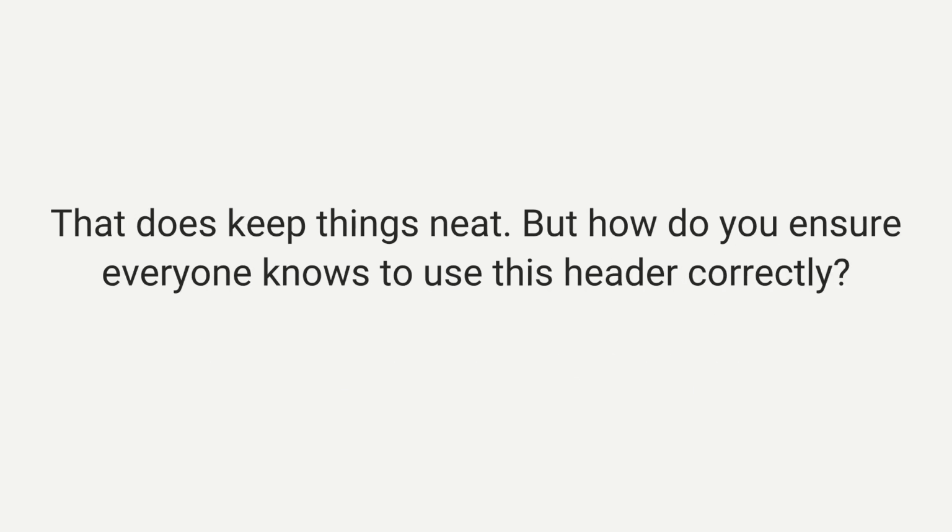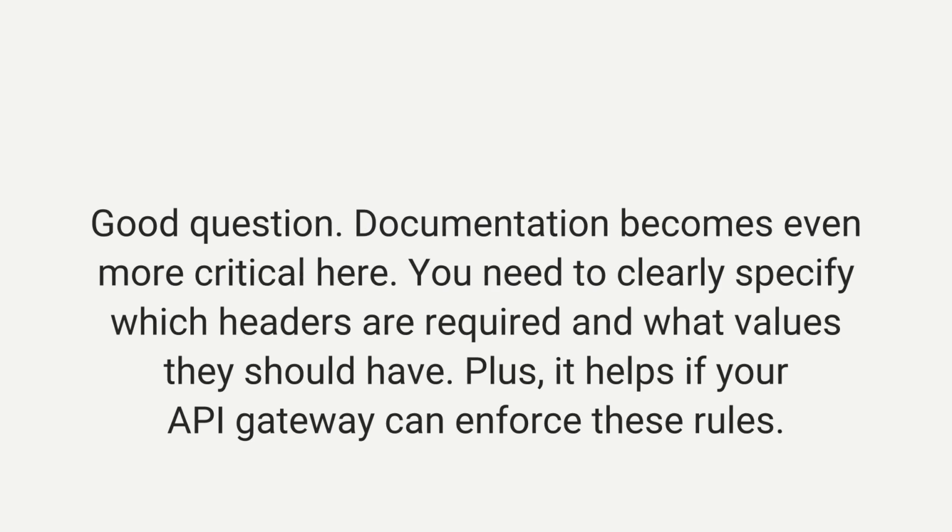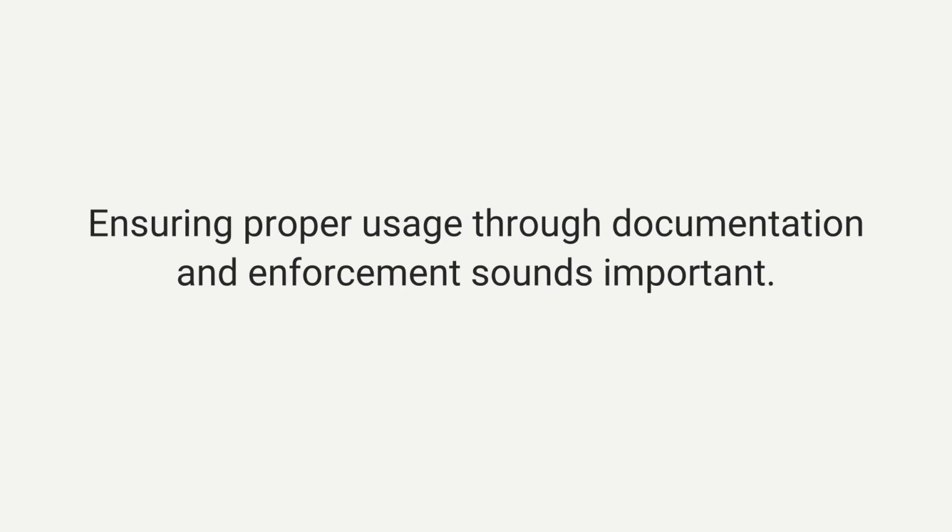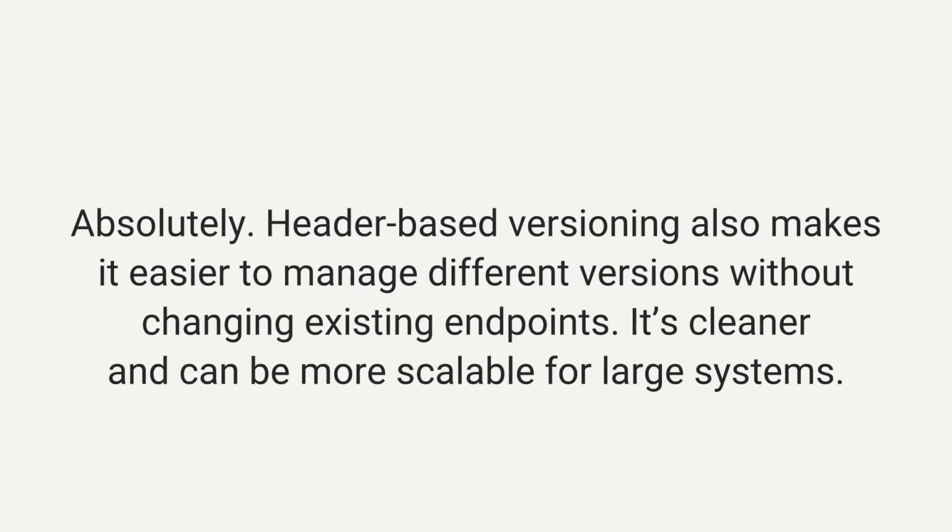But how do you ensure everyone knows to use this header correctly? Good question. Documentation becomes even more critical here. You need to clearly specify which headers are required and what values they should have. Plus, it helps if your API gateway can enforce these rules. Ensuring proper usage through documentation and enforcement sounds important. Absolutely. Header-based versioning also makes it easier to manage different versions without changing existing endpoints. It's cleaner and can be more scalable for large systems.